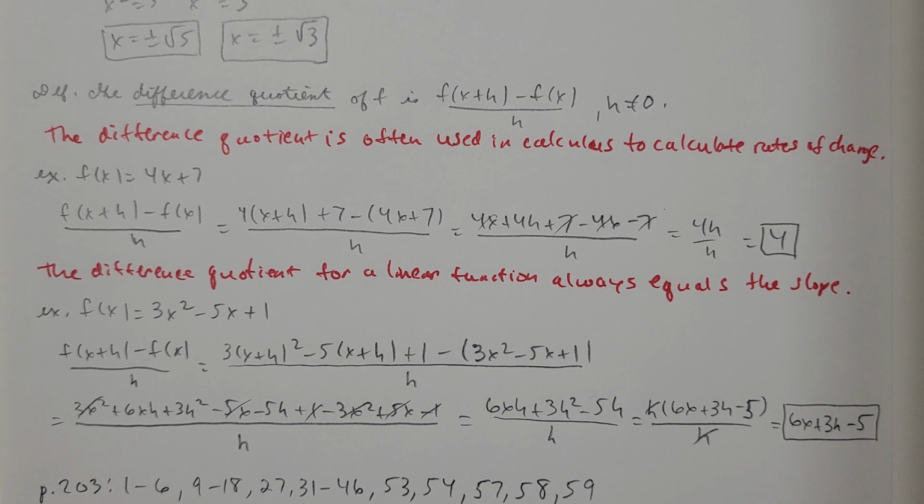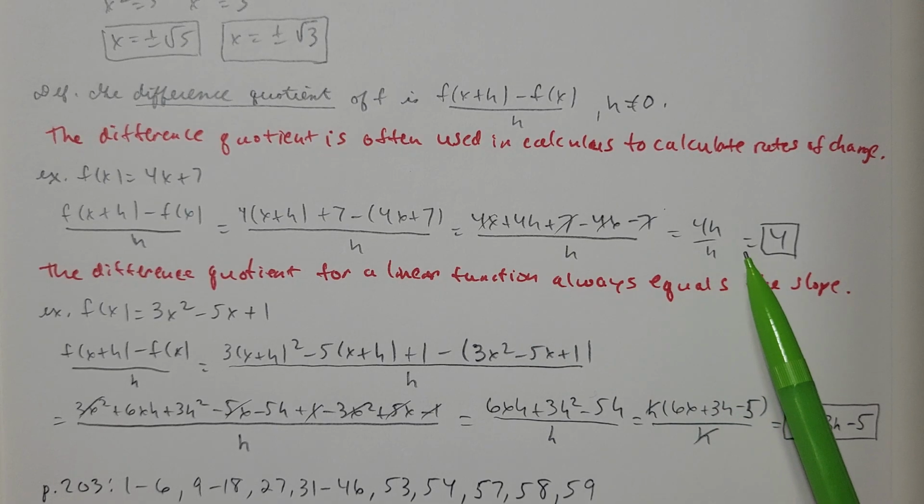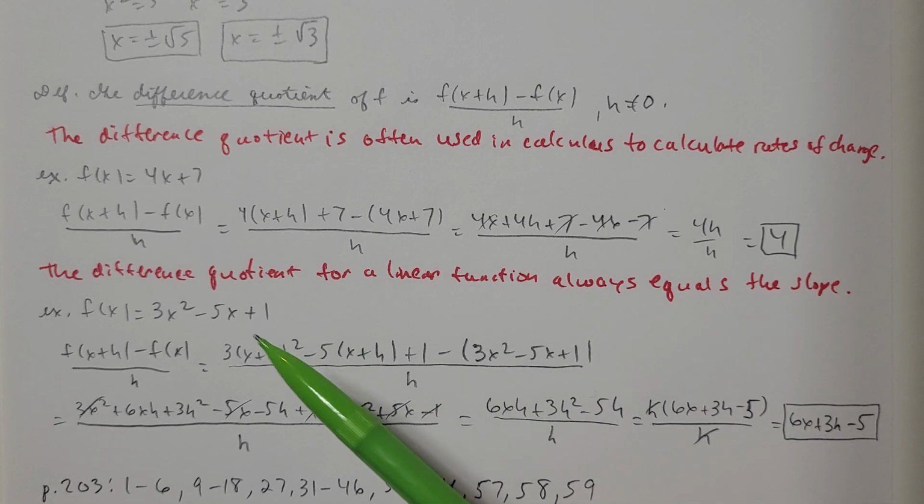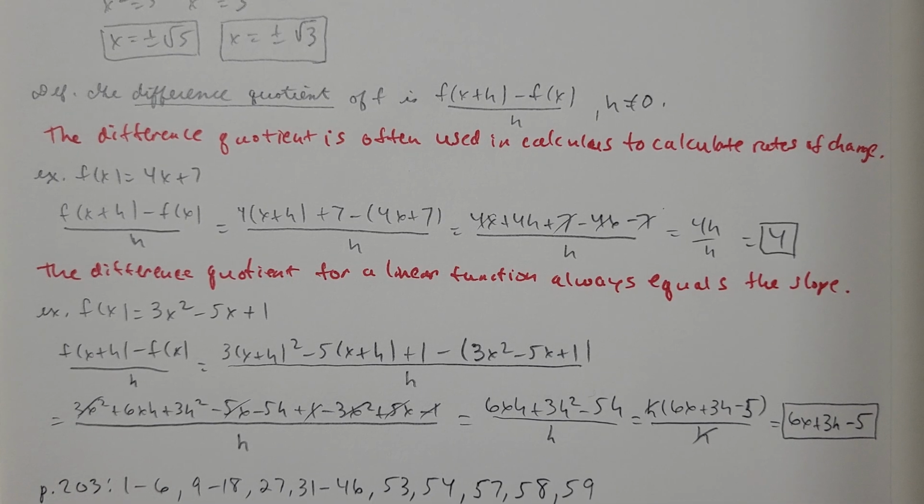Okay, so that works fine for a line, but what if I have some curve that's looping around and doing a bunch of weird stuff? Well, the difference quotient is a way to describe to someone how to get from one point to the next on a curve. So if the curve happens to be a line, how do you get from one point to the next on a line? You can use the slope.